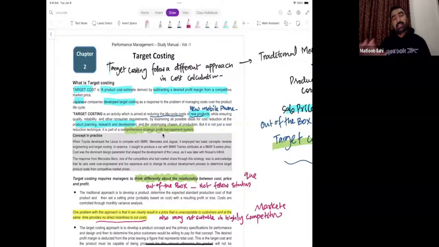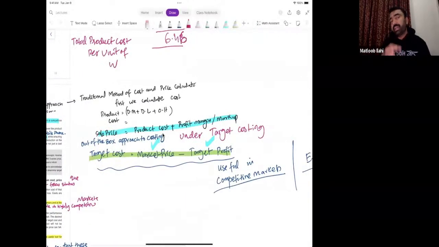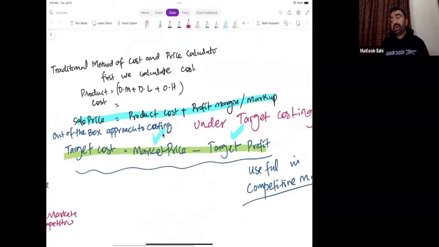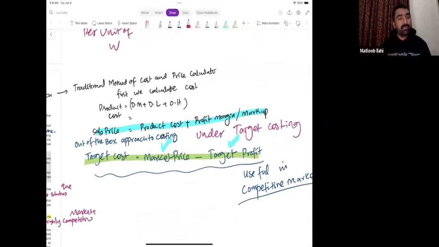Target costing, as I discussed in the last class, the target costing method is a different way to calculate the cost of a product. Unlike conventional costing, where we calculate sale price by first calculating product cost, and product cost equals direct material, direct labor, and overheads. Okay, so first we calculate product cost, and then we add our target profit margin or markup to calculate sale price. But in target costing, we use a different method, a different equation.